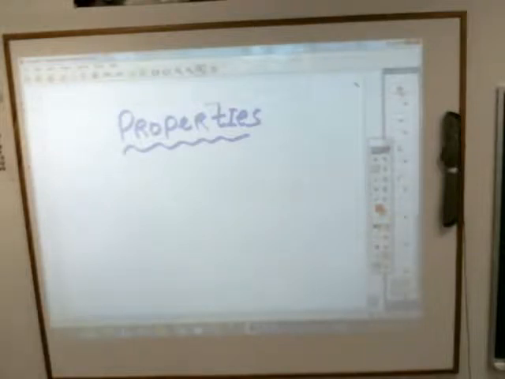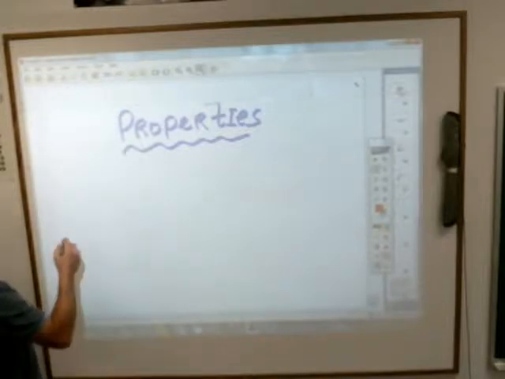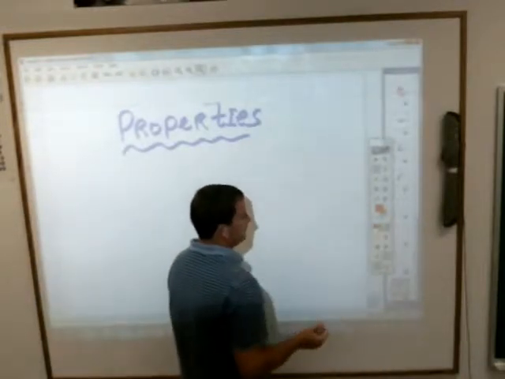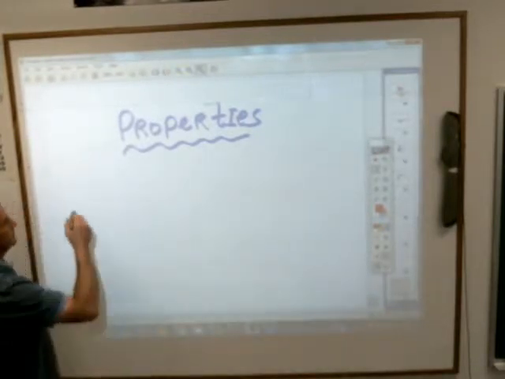Certain things have certain properties, and here are the ones that you need to know. The two big ones are what's called the commutative property. Somewhere along the line I started calling it the commutative. I guess I'm wrong.